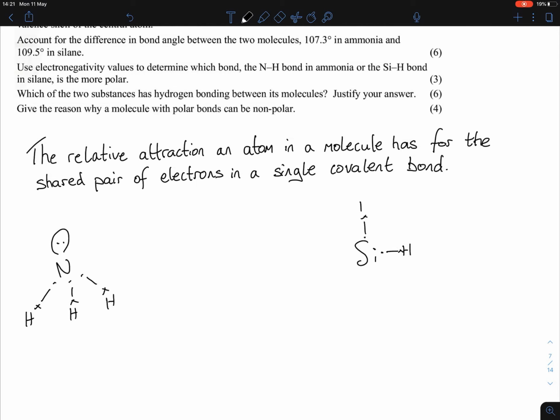I want you to still put in the 0, even though it's obvious. Remember, you must treat it as if the person correcting your paper has very little knowledge of chemistry. So you have to spell it out for them, basically. So that's it for the difference, guys. That's all you need to do.